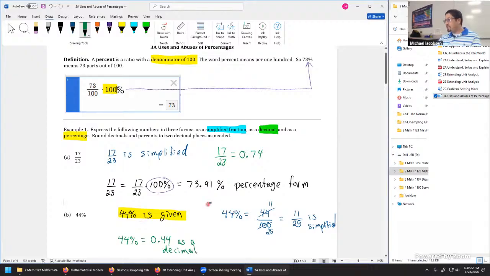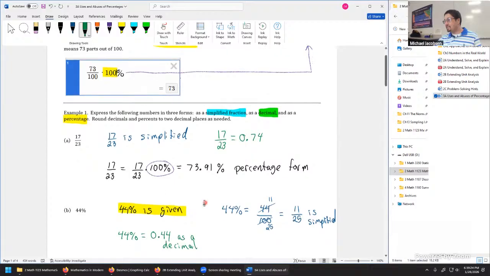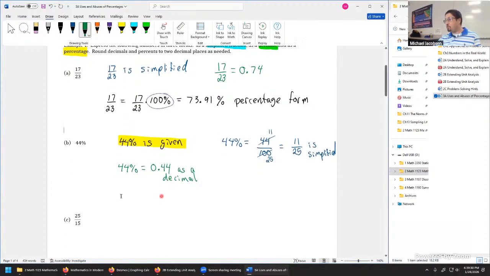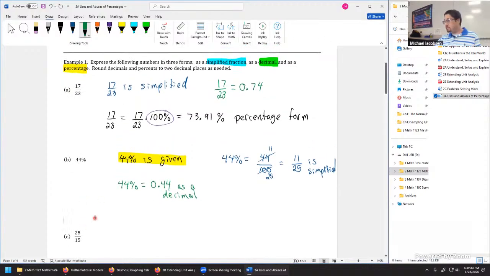So there's the 3 different forms of the number for part B. A little bit less work on this one because the first portion was given, the percentage. Let's try that one more time with this one, 25/15. Well, we've got the fraction 25/15 to start.